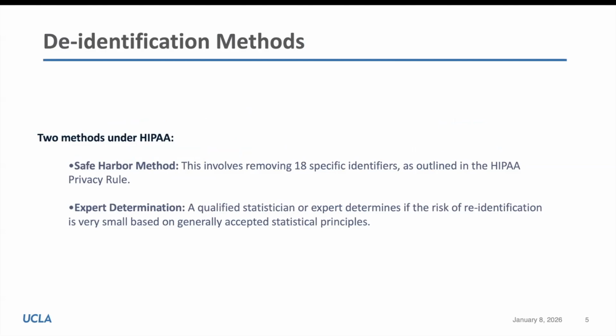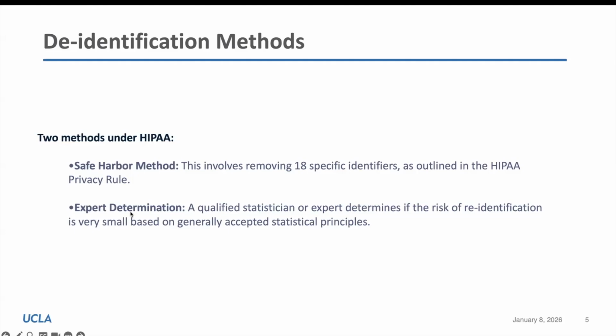Under HIPAA, there are two methods of de-identification. One is called the safe harbor method, which you're probably all familiar with. It involves removing 18 specific identifiers that are outlined in the HIPAA privacy rule. And in a minute, I'll go over all those identifiers. And the other procedure is called the expert determination. It's where you have a qualified statistician or expert determine the risk of re-identification, that it's very low risk based on generally accepted statistical principles.